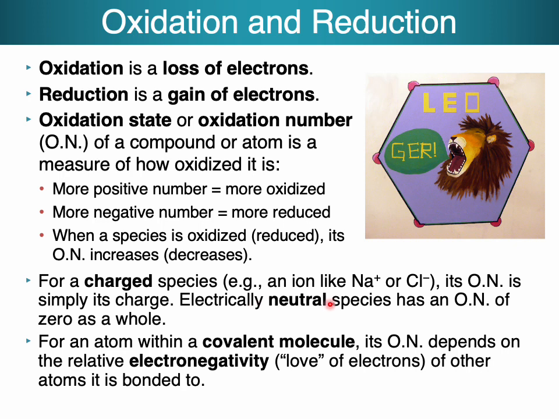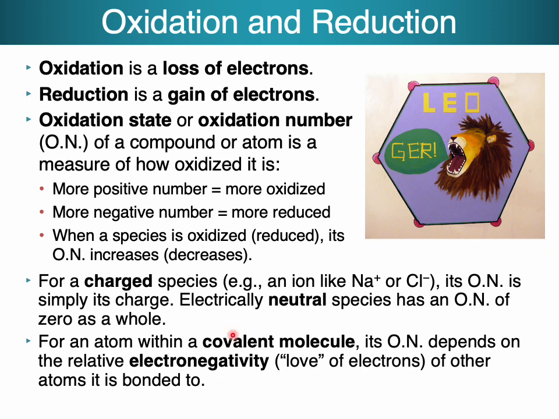So an electrically neutral species would have an oxidation number of 0 as a whole. So here, sodium obviously has an oxidation number of +1, and chloride here has an oxidation number of -1. But for an atom within a covalent molecule, its oxidation number actually depends on the relative electronegativity of other atoms that it is bonded to.